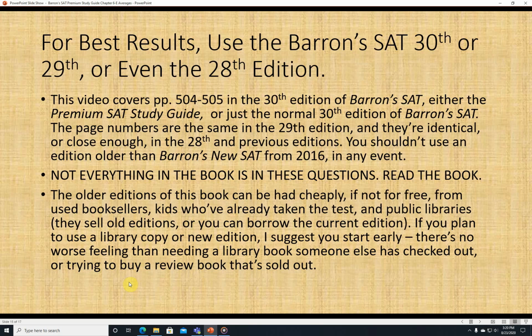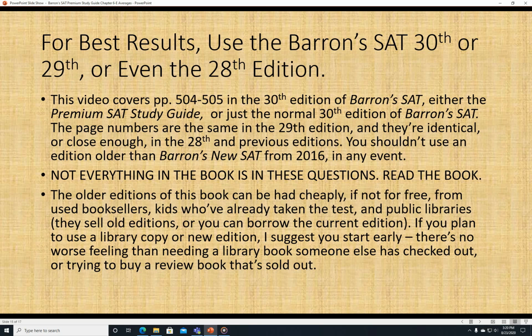You just grid in 108. All right, so for the best results, use the Barron's SAT, 30th or 29th, or even the 28th edition. This covers pages 504 through 505 in the 30th edition of the Barron's SAT, either the Premium SAT Study Guide or the normal 30th edition of Barron's SAT. The page numbers are the same in the 29th edition, and they're identical or close enough in the 28th and previous editions. You shouldn't use an edition older than Barron's new SAT from 2016 in any event.